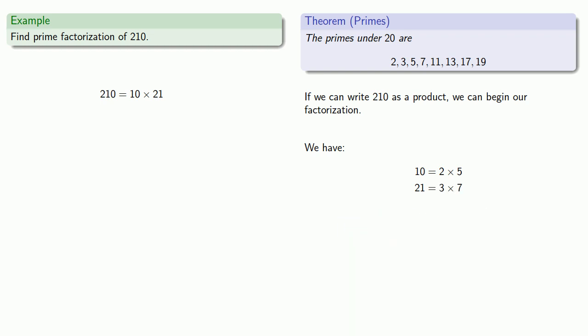Equals means replaceable, so anytime I see 10, I can replace it with 2 times 5. And anytime I see 21, I can replace it with 3 times 7. And again, we can take a look at our numbers and ask ourselves, self, can we write any of these as the product of smaller numbers? Or we could consult our list of primes and see that 2, 5, 3, and 7 are all primes. And so we see that all the factors are primes, so we're done.